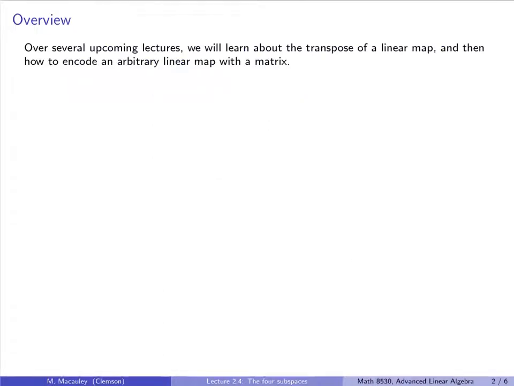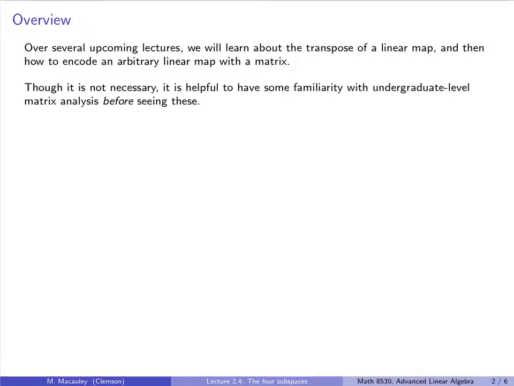Over several upcoming lectures, we will learn about the transpose of a linear map and then how to encode an arbitrary linear map with a matrix. Though it is certainly not necessary, it is helpful to have some familiarity with undergraduate level matrix analysis or linear algebra before seeing these. It helps give some context so we sort of know where we're going. It's like having training wheels. Otherwise, some of the results that we see are not going to make any sense without the context.